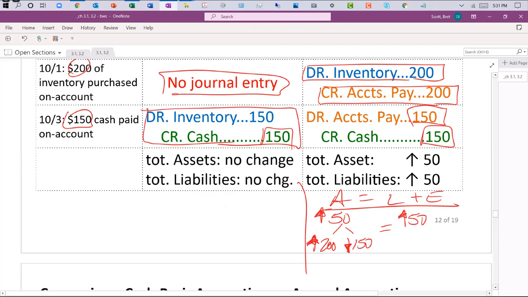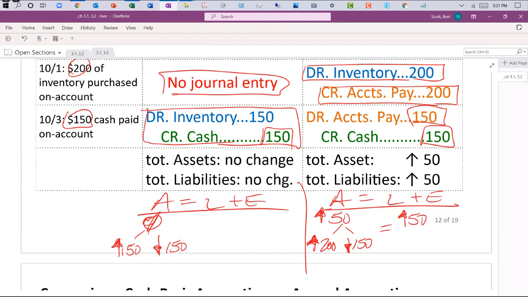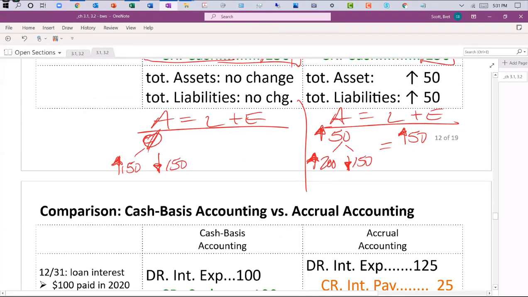Under cash basis accounting, what do I see as the effect to the accounting equation? Nothing. I see that there's zero effect. In other words, we see that inventory went up by $150. We see that cash went down by $150. So there's zero net effect. But in actuality, I got $50 worth of assets net. I also owe debt of $50.